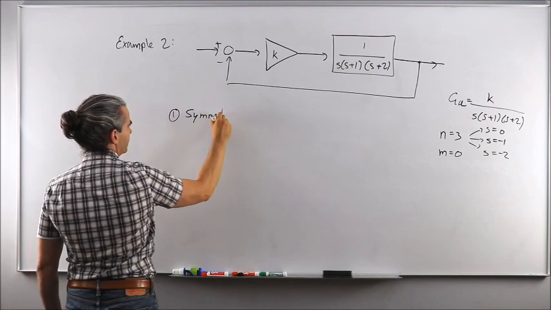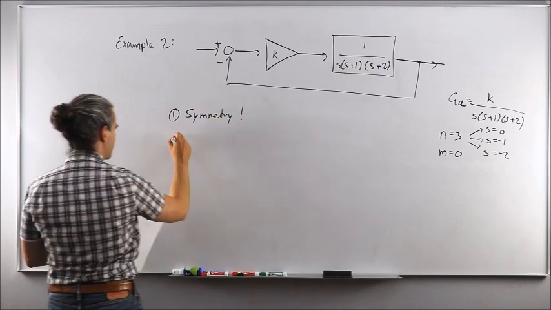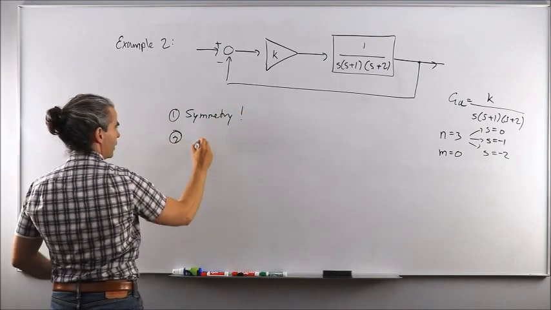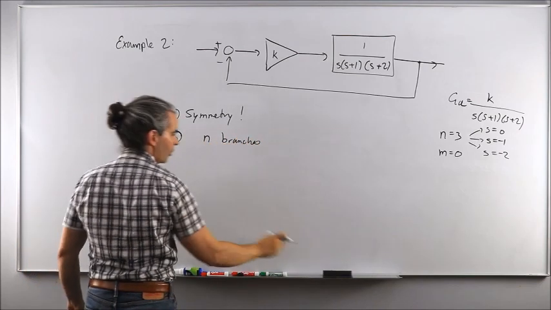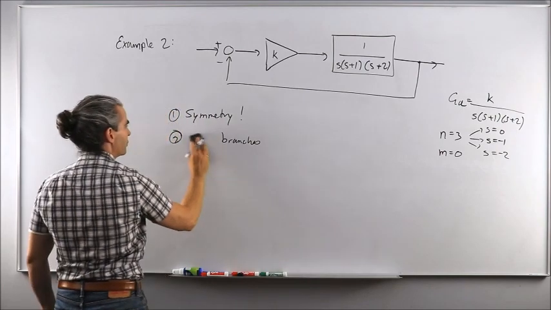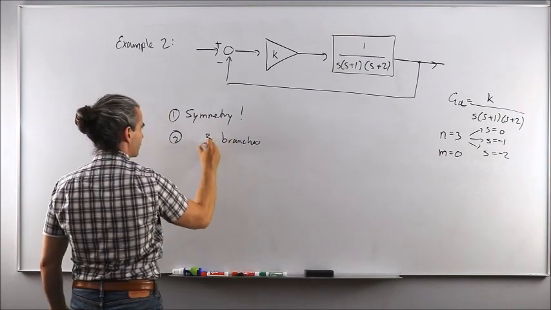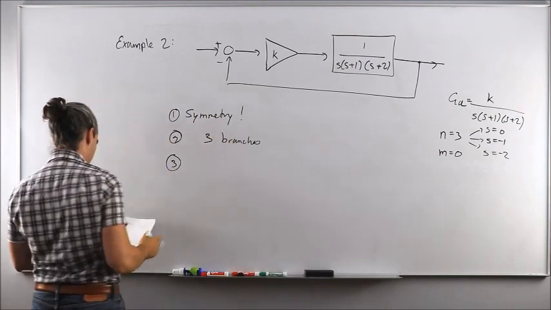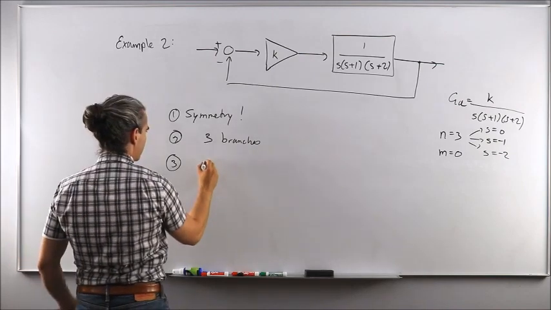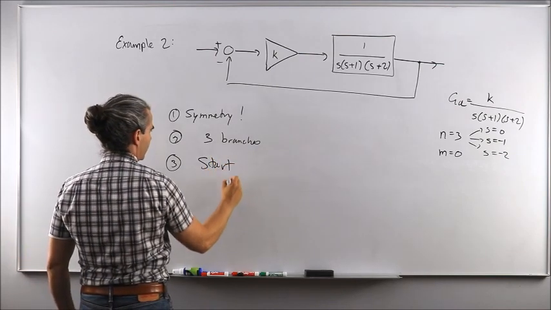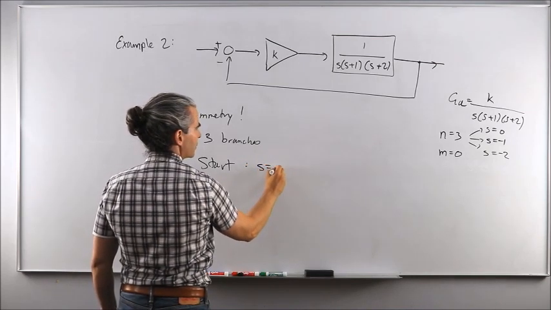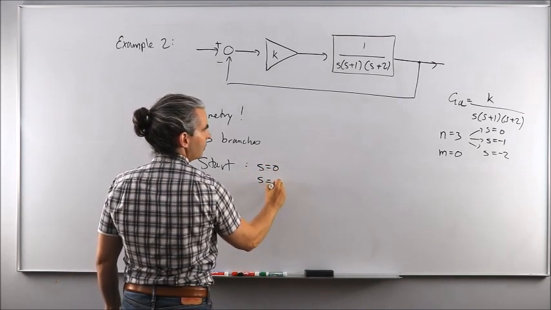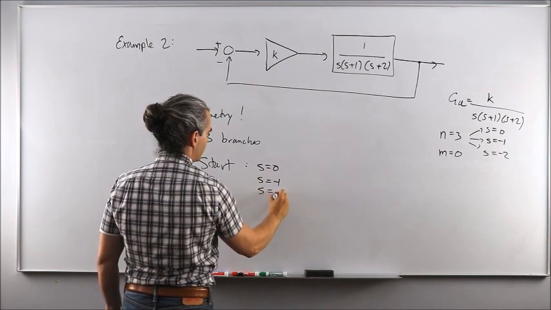Okay, step 1. Symmetry. Easy peasy. Step 2. I've got n branches, or in my case, I've got 3 branches for my root locus. Step 3. Where do they start? Well, they all start at the open loop poles, so s equals 0, s equals minus 1, and s equals minus 2.